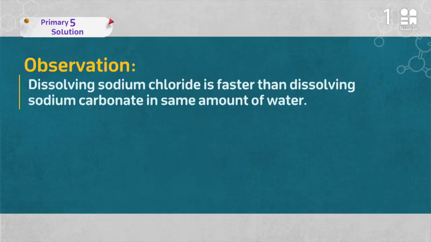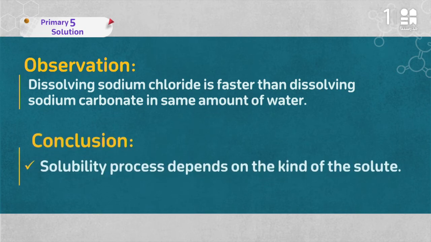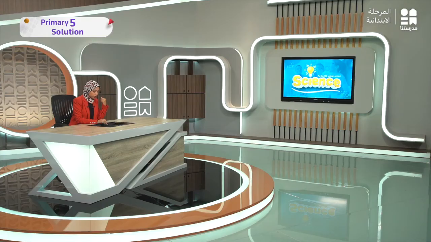What will we find here? We're going to observe that dissolving sodium chloride is faster than dissolving sodium carbonate in the same amount of water. Sodium chloride, the solute, dissolves faster. So here we can conclude that the solubility process depends on the kind of the solute.